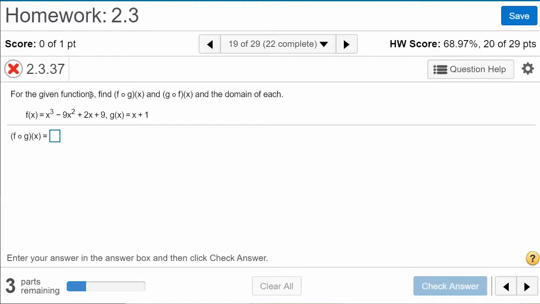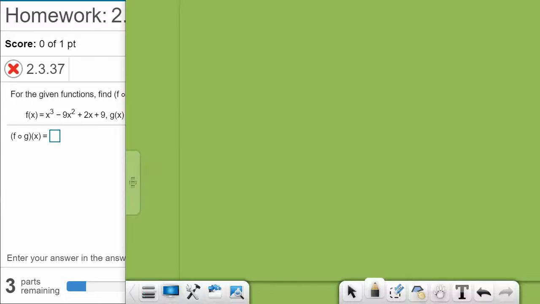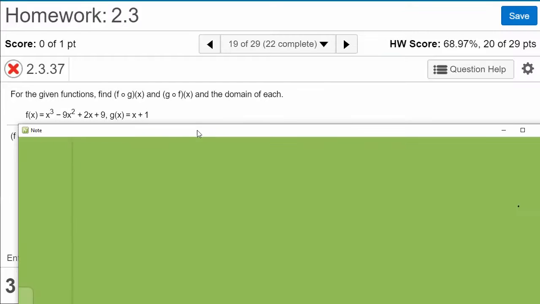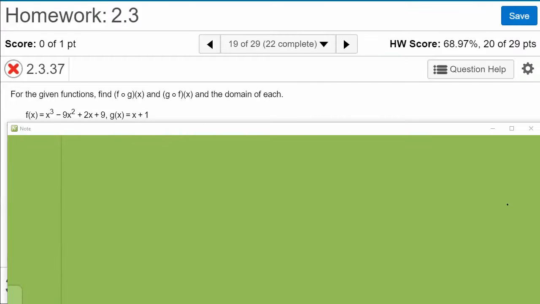2.3.37, for the given functions, find f composed with g of x and g composed with f of x. And then find the domains of each. Okay, so let's start with f composed with g of x.